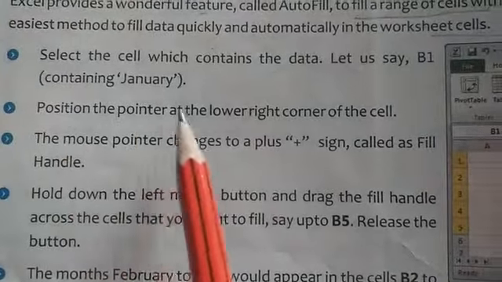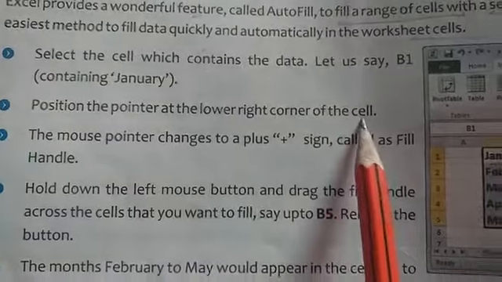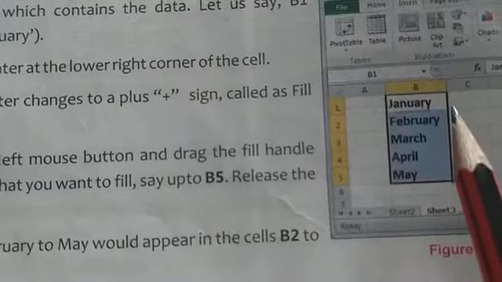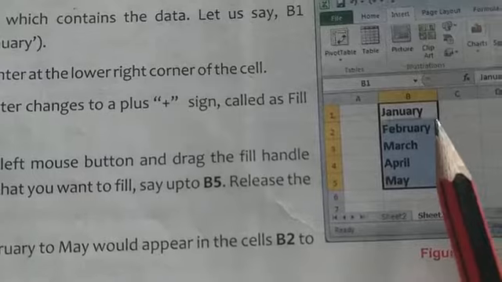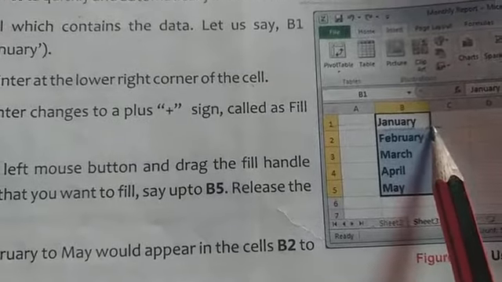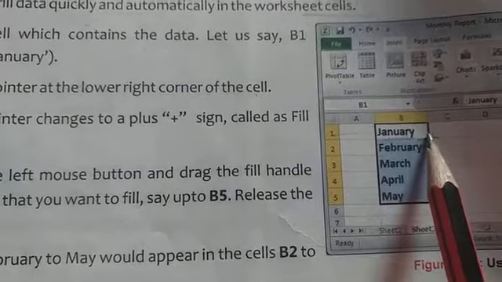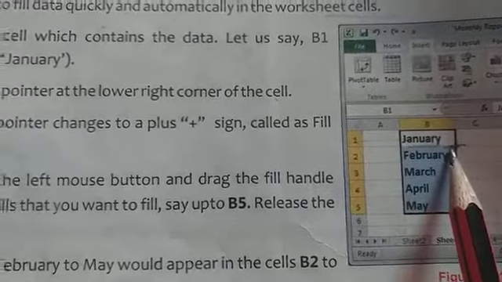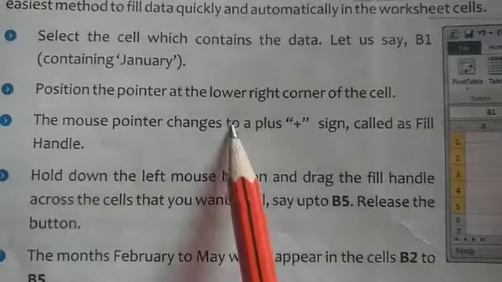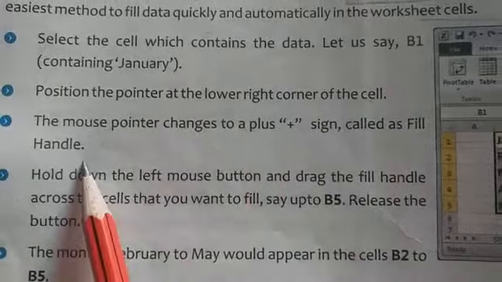After this, position the pointer at the lower right corner of the cell. Yes, you have to place your mouse pointer on the right side here, at this corner. So the mouse pointer changes to a plus sign called the fill handle.